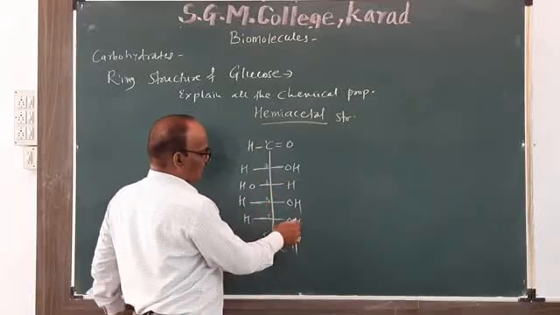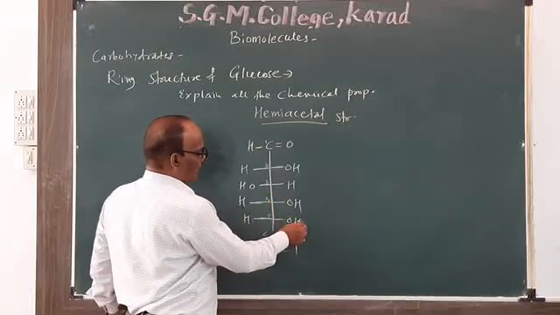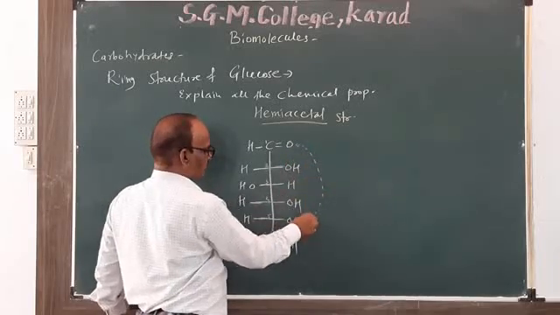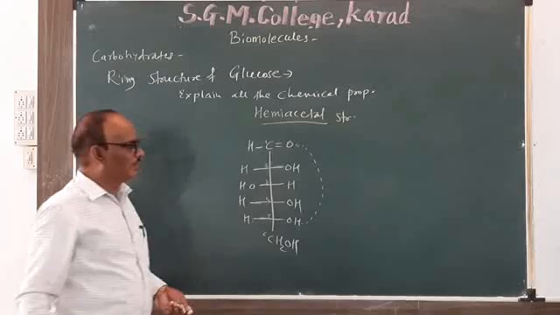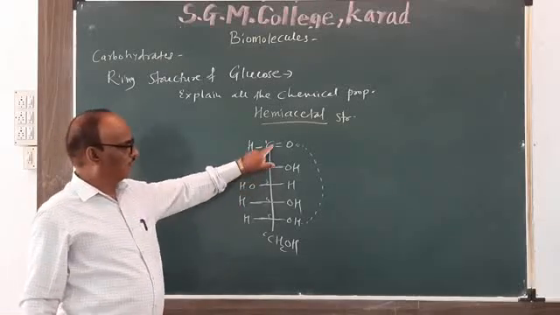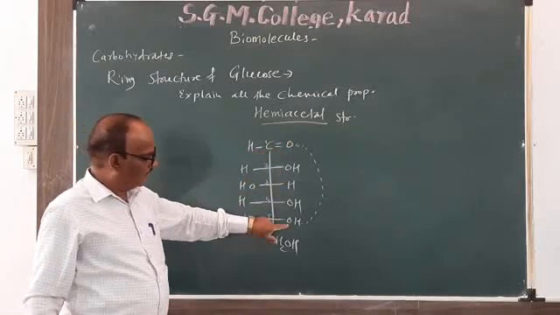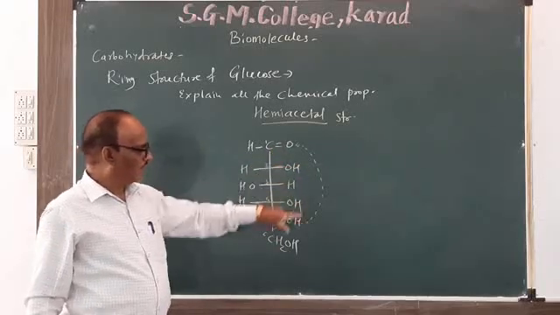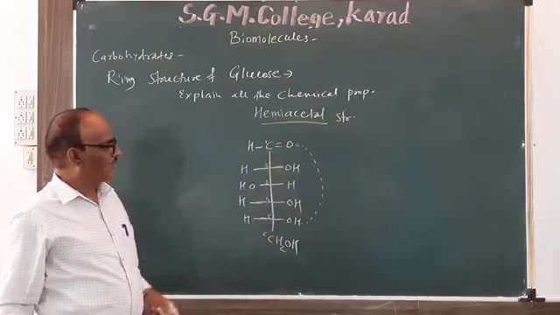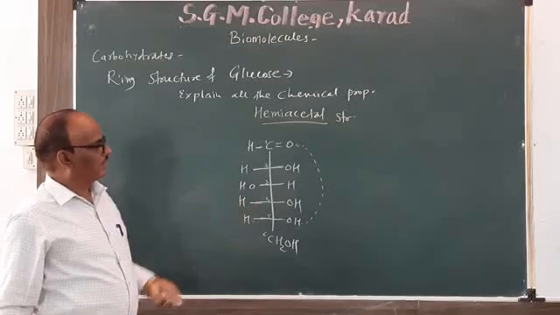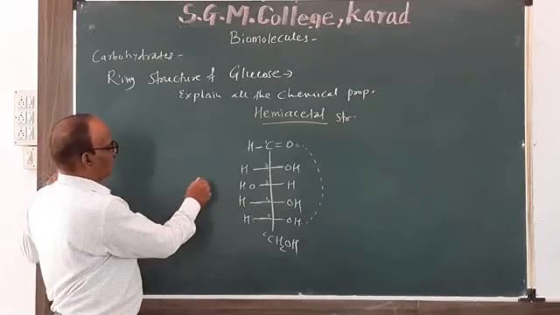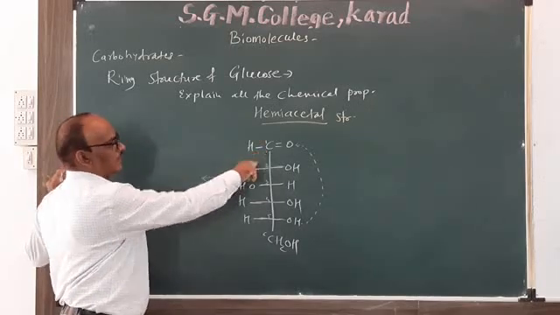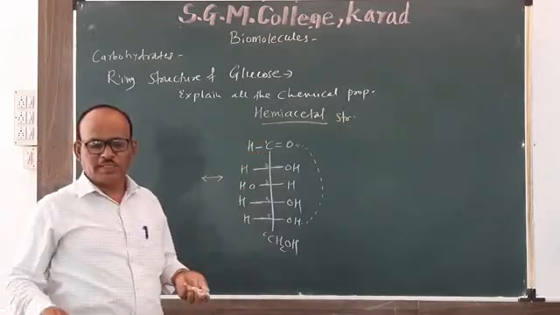So how is this structure formed? This hydrogen combines with this oxygen, and there is a formation of an OH group at this C1 carbon atom, and this oxygen bonds with this carbon atom, and a carbon-oxygen-carbon linkage is formed. So this linkage makes a cyclic structure. There are two structures, one is alpha anomer and the second is beta anomer.